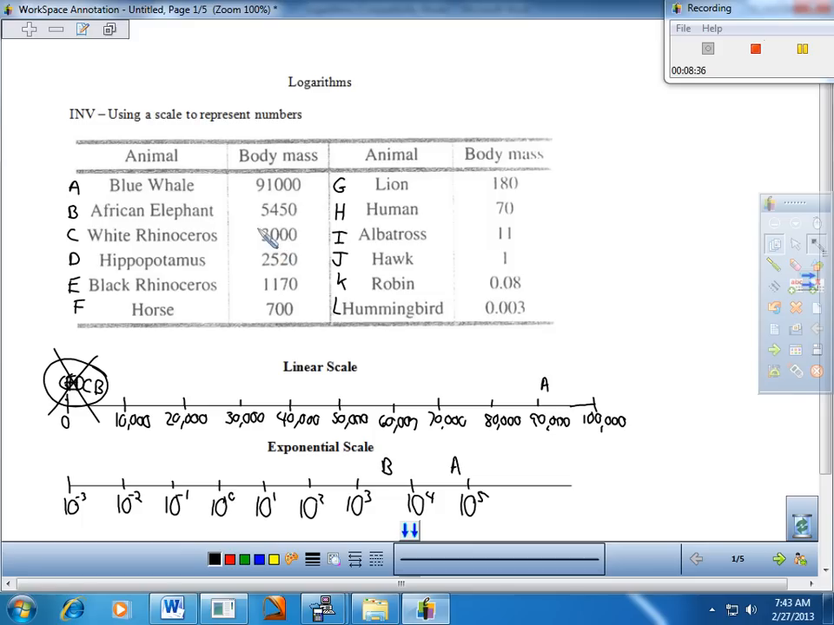So how about the white rhino? Where's the white rhino fitting in at 3,000? Well, I have a feeling it's in the same two powers of 10, 1,000, 10,000, probably a little closer to the 1,000 here. So something like that. And the hippo, of course, now starting to get pretty close. So the hippo at 2,520, again, just above 1,000. Here's 2,520. And so you could see something like this right here.